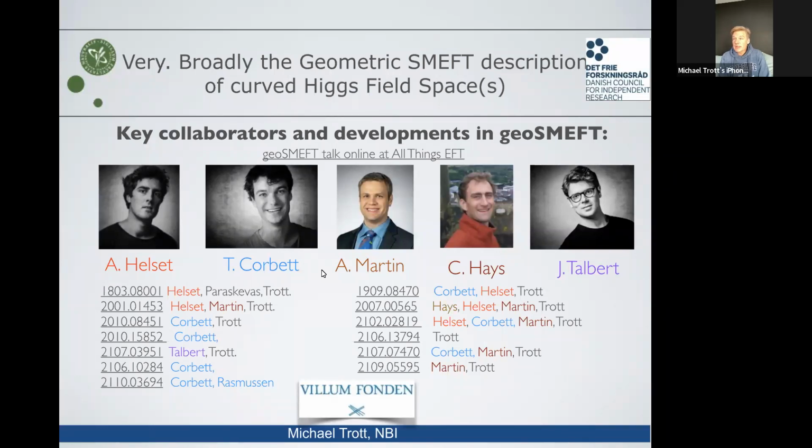So what I'm going to talk about is the geometric SMEFT. So this geometric approach to the standard model effective field theory, which is something that's been taking off in the last couple of years, as you can see on the bottom of this introductory slide. It's a bunch of papers from a lot of people connected to the group in Copenhagen. But there's also some more junior people and some other groups starting to be involved in this as well.